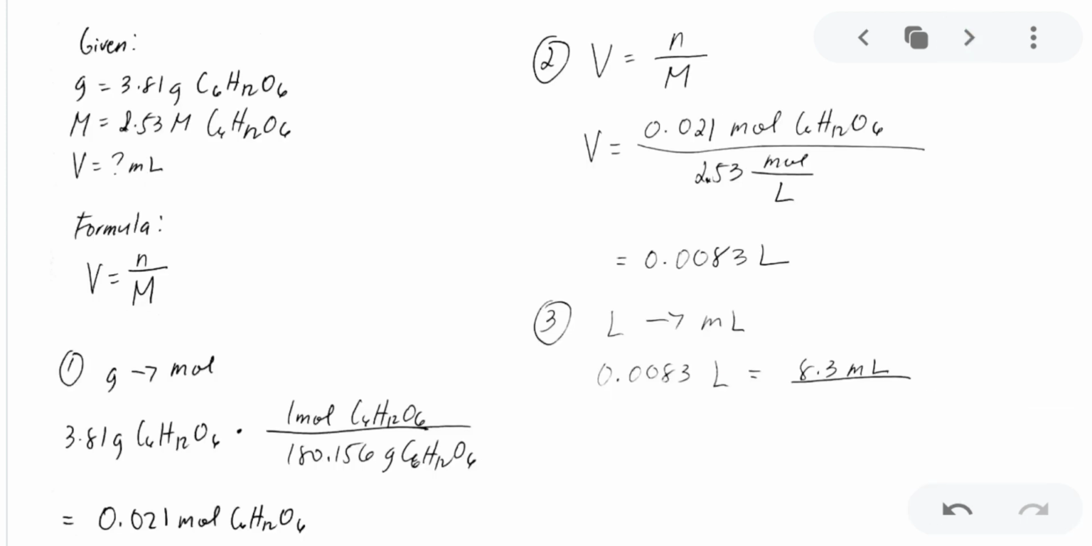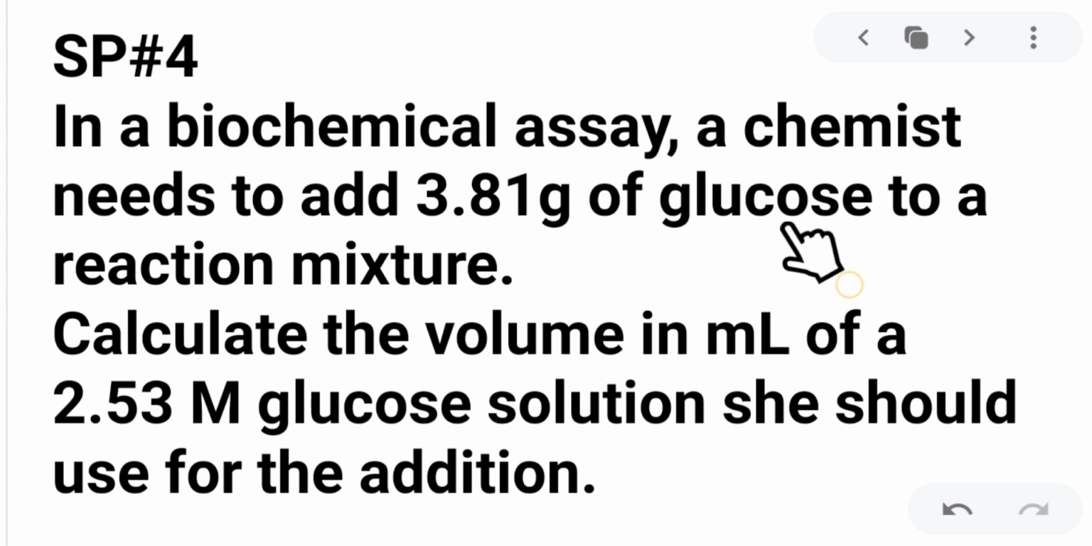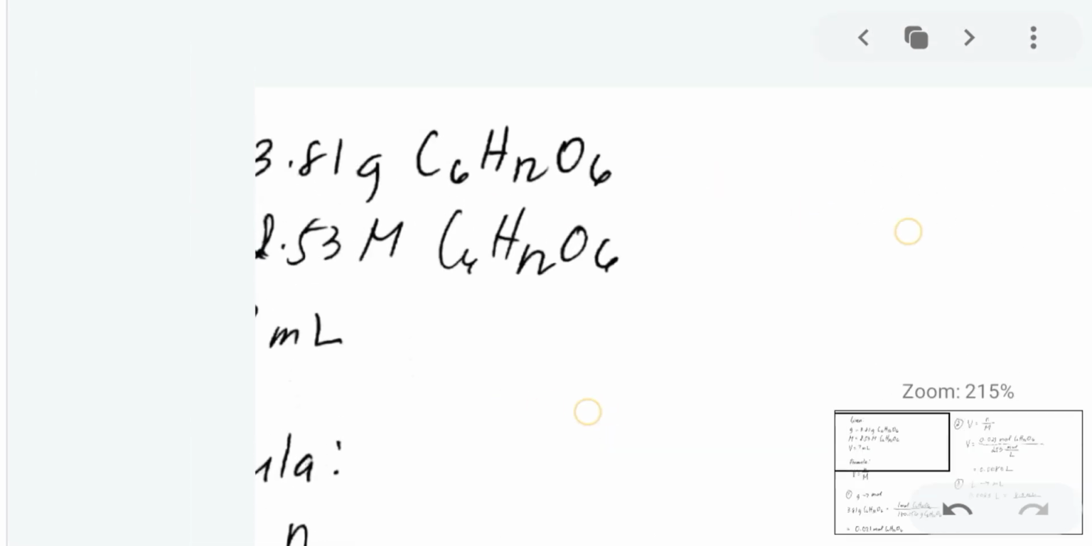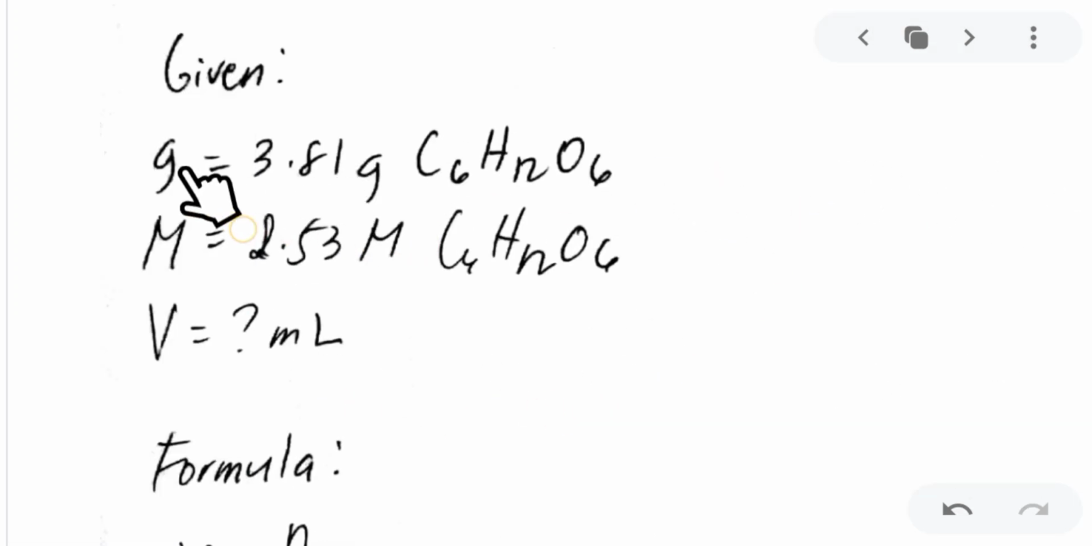So, the given values from this problem: we have the grams of glucose, which is 3.81 grams. We have to find the volume in this case. And the molarity is also given, which is 2.53. Again, the given values are 3.81 grams of glucose and 2.53 molarity of glucose. We are finding the volume in terms of milliliters.